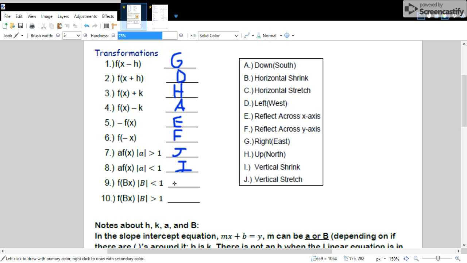On number 9, we have f of b times x, where the absolute value of b is less than 1. On this one, we will put C. That is a horizontal stretch. And number 10, f of b times x, where the absolute value of b is greater than 1, we would put B. That is a horizontal shrink.